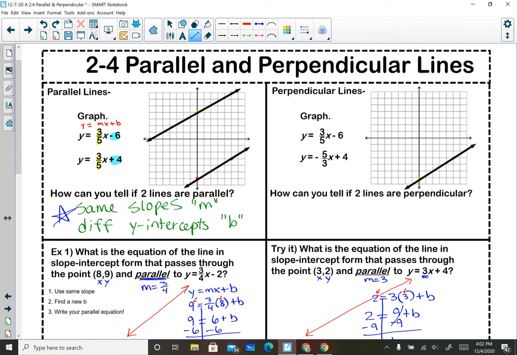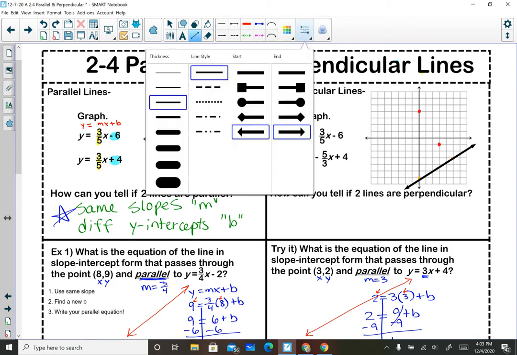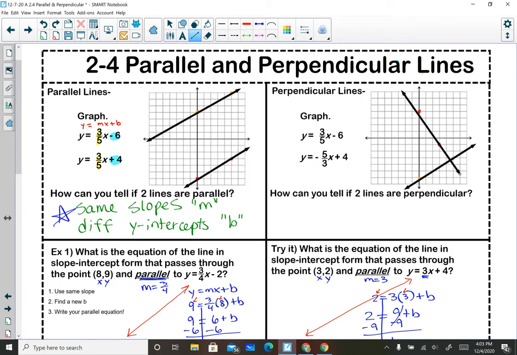Okay, the second line, let's go ahead and graph. All right, here we go. So it's y equals -5/3 x plus 4. So we're going to go up to 4. And this time we're going to go down 5 over 3. And then I'm going to grab my line tool again. And yep, looks good. And I'm going to go ahead and graph that line. All right. That looks good.